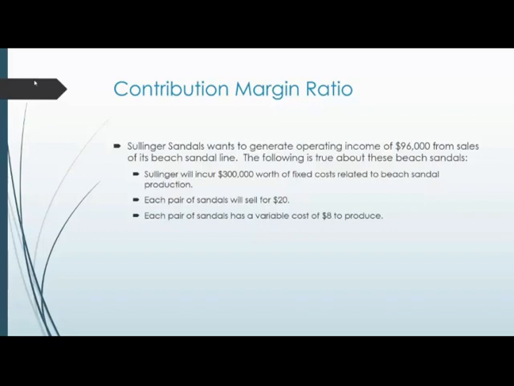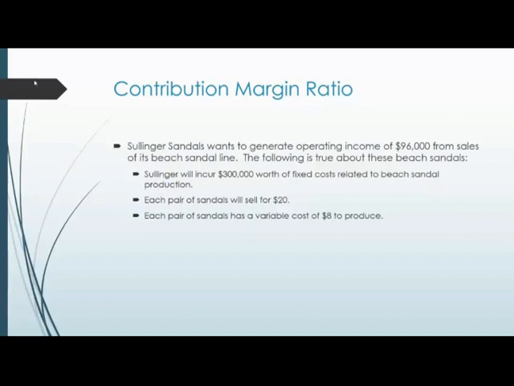First thing we have is this situation, that Sullinger Sandals wants to generate operating income of $96,000 from sales on each sandal line. Sullinger also knows that they expect to incur $300,000 worth of fixed costs related to sandal production, so things like their rent and their insurance. They expect to sell each pair of sandals for $20 a piece, and each pair of these sandals is going to have a variable cost of $8. That's the costs of production.